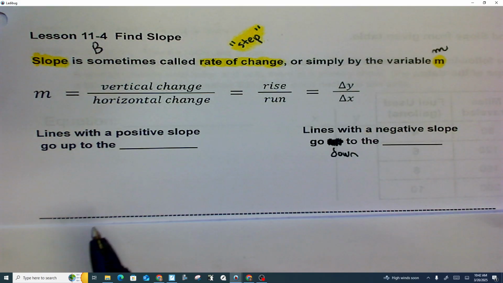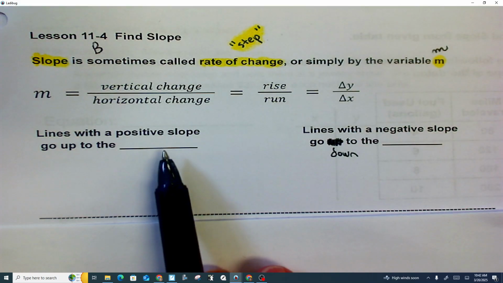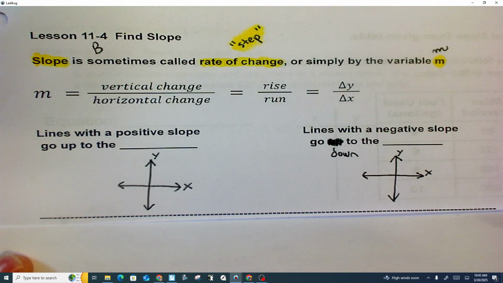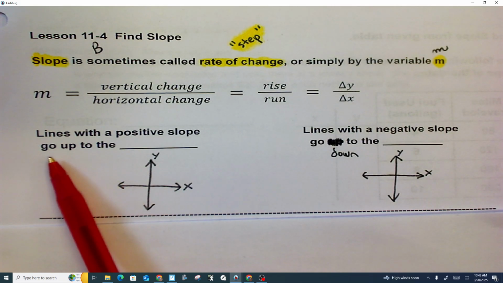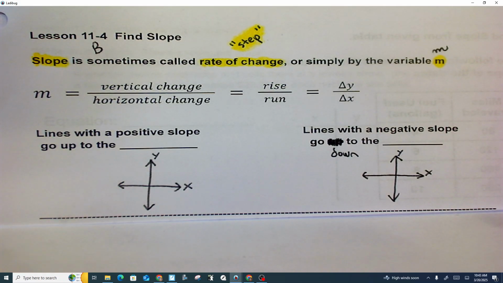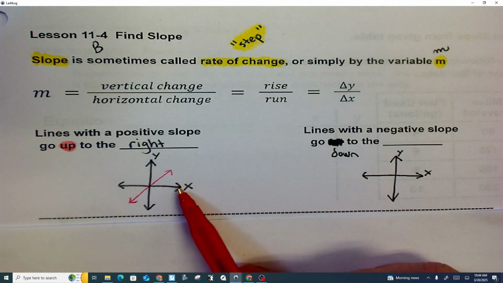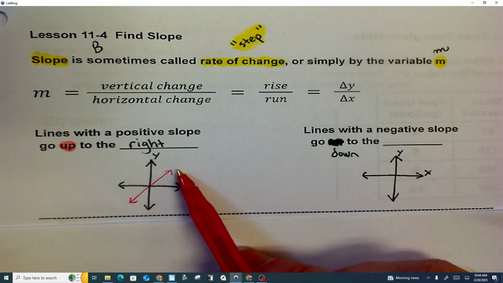Now let's go take a look at the differences between positive slopes, or positive steps, positive rate of changes, right? And negative slopes. Well, if we have a positive slope, the thing is that it's going to be going up to the right. So looking at this red line, not the axes, right? There's the y-axis and x-axis. This line is going up to the right, okay?